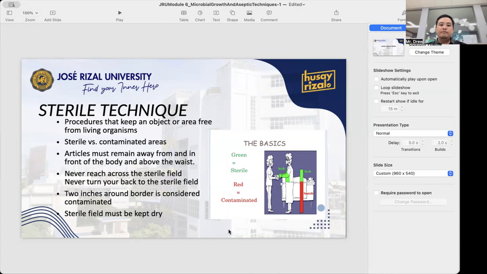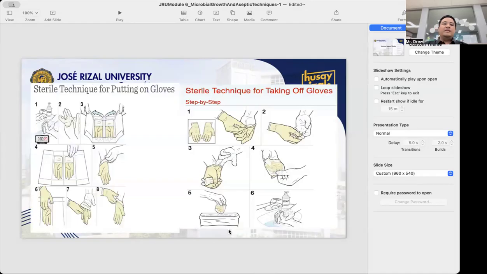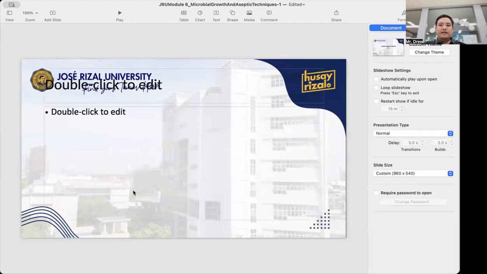Sterile field must be kept dry. Sterile clothing should look like this. So these are sterile. So you need to wash your hands first for 20 seconds before putting on the sterile. And then that's it.